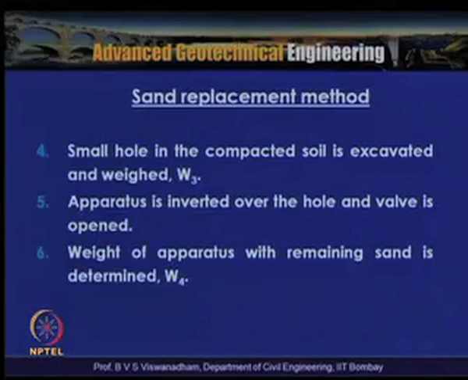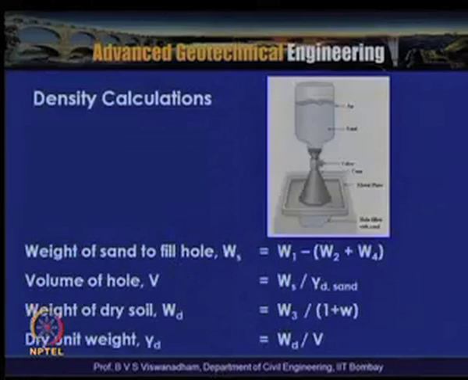The apparatus is inverted over the hole and the valve is opened, so we release the sand into the portion where the compacted soil has been removed. The weight of the apparatus with the remaining sand is determined, and that is W4. The weight of the sand to fill the hole can be obtained as W1 minus (W2 plus W4). The volume of the hole can be obtained as the weight of the sand divided by gamma d sand. The weight of the dry soil can be obtained from W3, which we obtained by removing the soil from the hole, divided by 1 plus w, and that gives the dry weight of the soil.